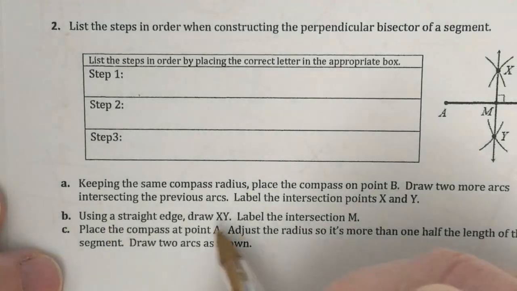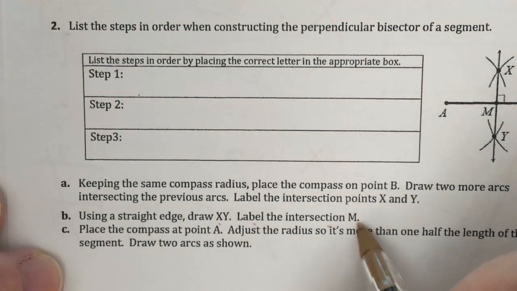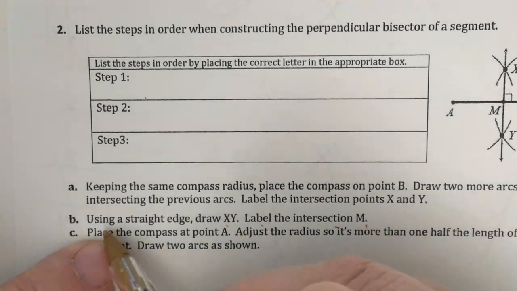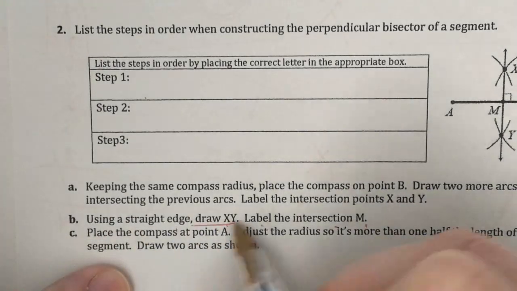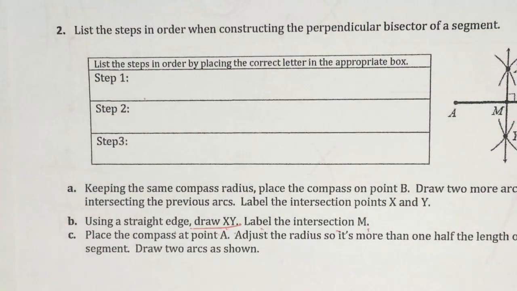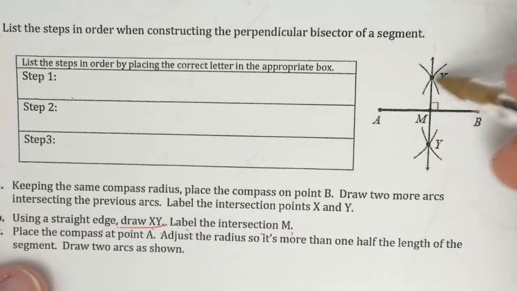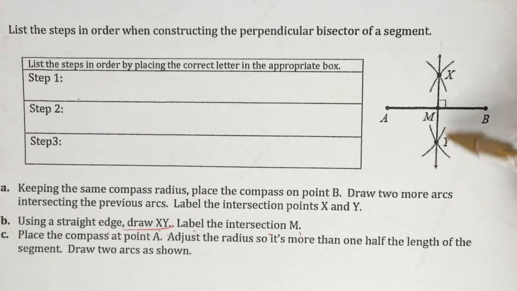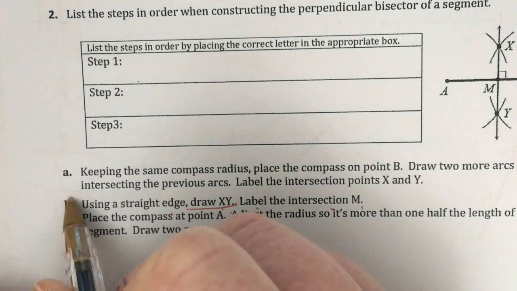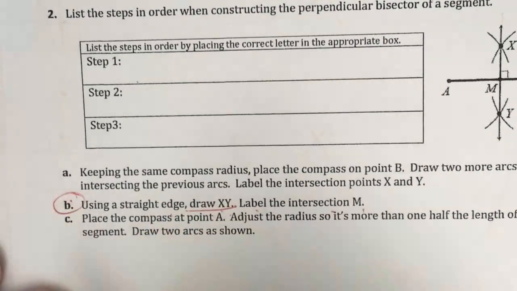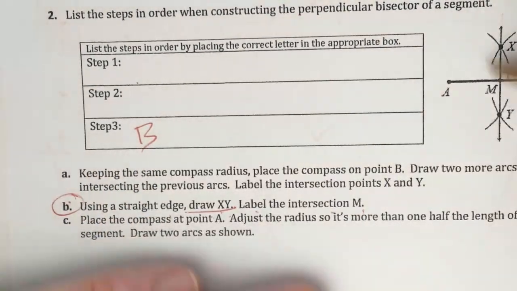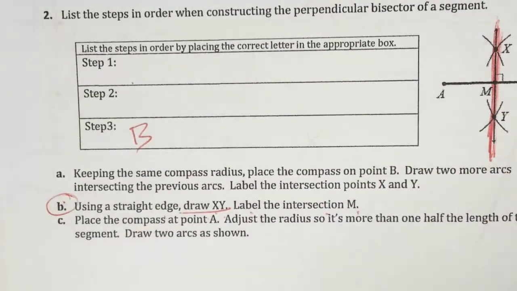You can't, like, using a straight edge, draw X, Y, label the intersection. So using a straight edge, draw X, Y. Now you can't draw X, Y if you don't have X and you don't have Y, right? So like, what's the point of this? It is to draw this line through these intersections. You can't draw that line unless you have those points. So just looking at this, I know that this right here would be my last step. The whole point is to draw this line, so that'd be my last step.